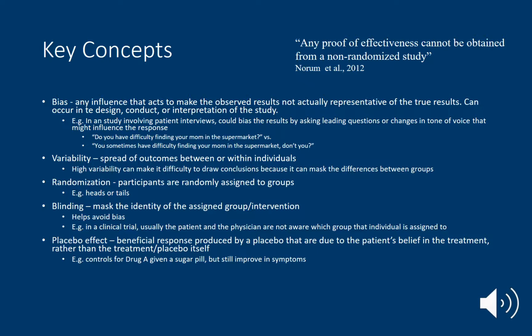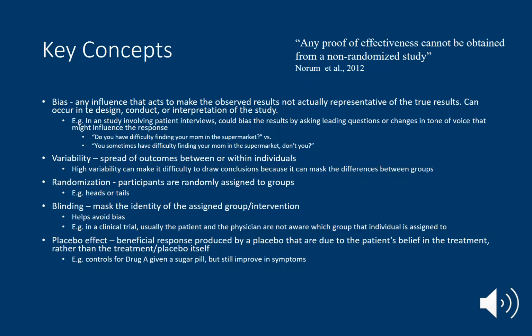Well, that means that participants in our sample are assigned randomly to the groups. So we essentially flip heads or tails: participant 1 to group A, and heads or tails, participant 2 to group B, and so on and so forth, so that they're randomly assigned.